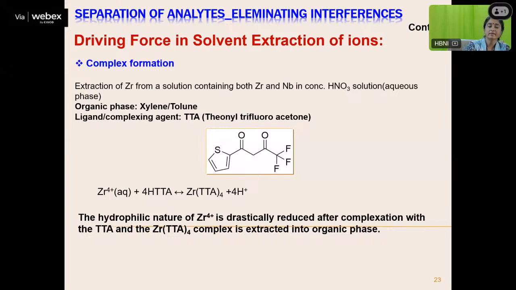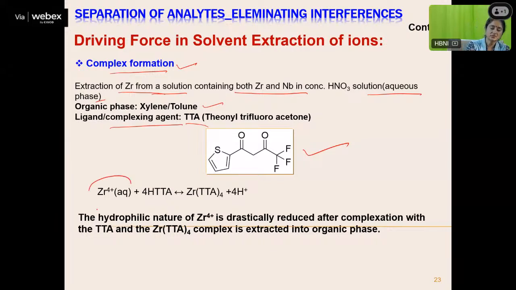Now let us see the first one, complex formation. With one example we see each one, how it can be extracted into the organic phase. For complex formation, the example I have taken is the extraction of zirconium from a solution containing both zirconium and niobium in concentrated HNO3 solution. They are present in the aqueous phase. For this extraction you need to take the organic phase, either xylene or toluene. Then you have to use a complexing agent, TTA, thenoyltrifluoroacetone. The structure is like this.